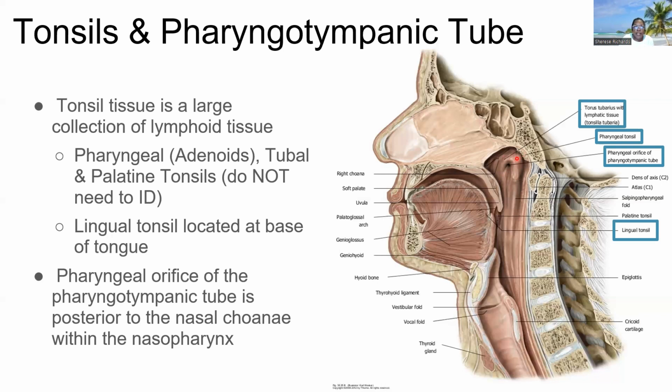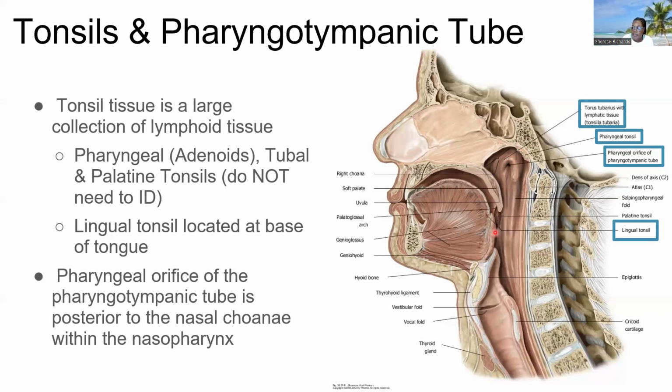Then we have the tubal tonsils. The tubal tonsils are also going to be in that region, right? So it's going to be more along the mucosal wall of the pharynx. So the pharyngeal tonsils are going to be more in the upper wall, where we have the ending of the nasopharynx, whereas the tubal tonsils are actually in the mucosal wall of the opening. Followed by the lingual tonsils.